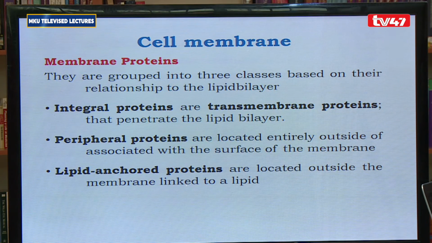Cell membrane proteins are grouped into three classes. We have integral proteins, which penetrate through the membrane, like I had shown you in the diagram. We have peripheral proteins, which are located entirely on the outside or associated with surface membrane proteins. And then we have proteins that are anchored on the lipids. Now, these other proteins are independent. These ones are anchored on the lipids, and they're located outside. So these different proteins perform different functions.